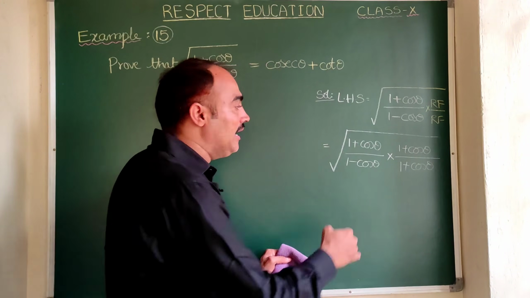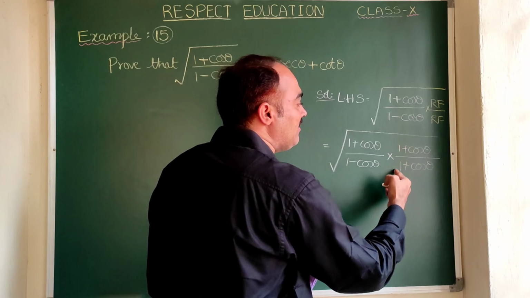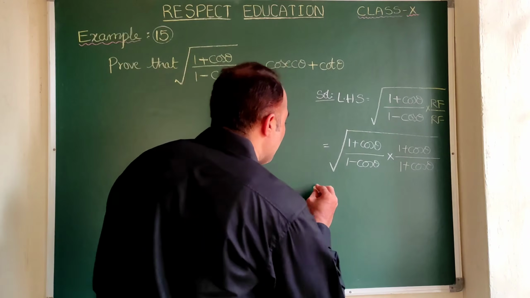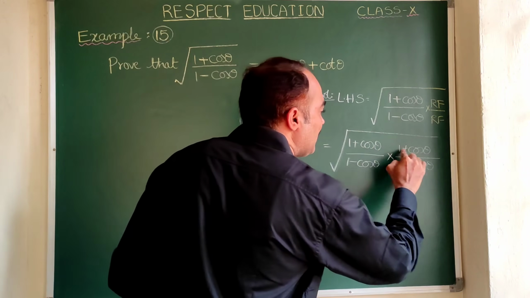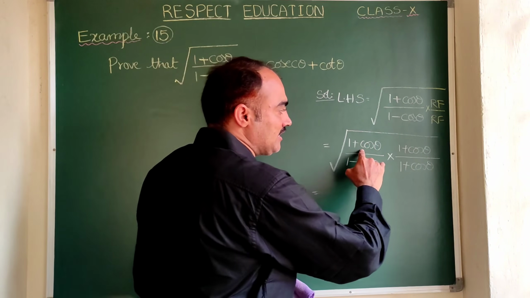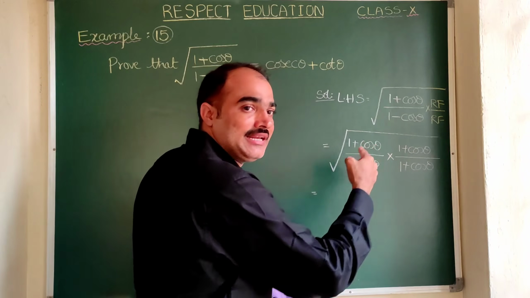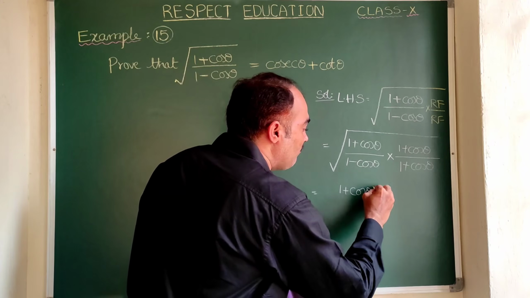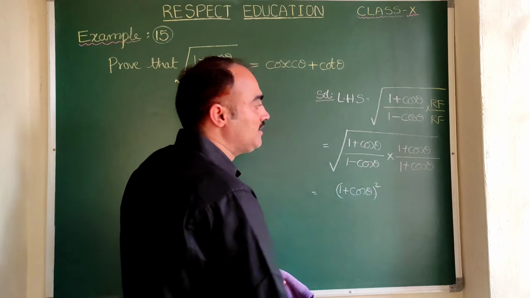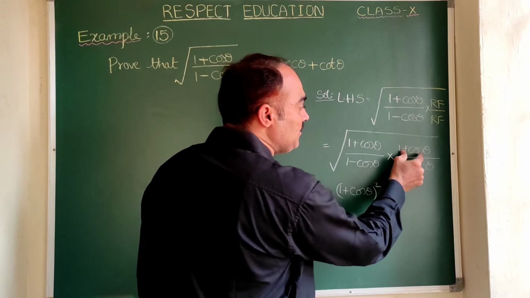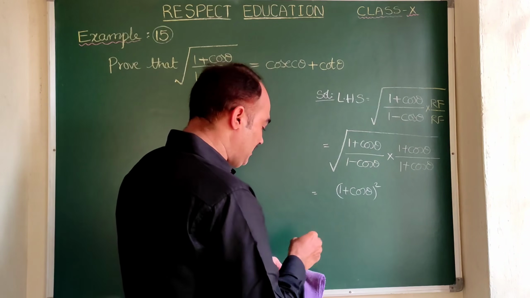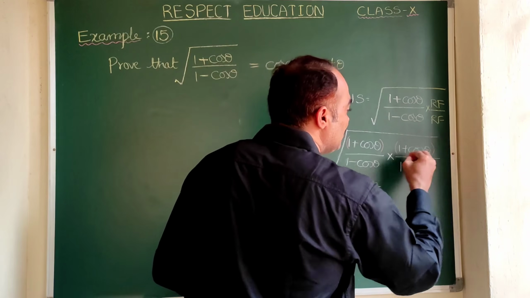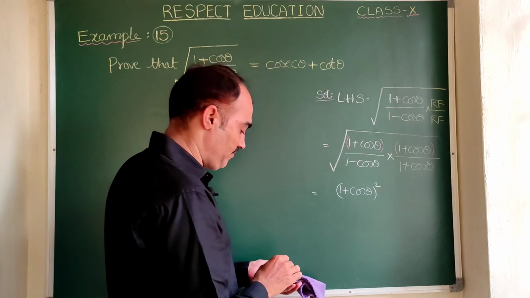That means any expression can be multiplied and divided with the same quantity. Clear? Now here let us multiply numerator and numerator. 1 plus cos theta into 1 plus cos theta can be written as 1 plus cos theta whole square. Simple it is, you see here x into x, like x square. Same way here you see 1 plus cos theta, and here also we have 1 plus cos theta, so it is 1 plus cos theta whole square.